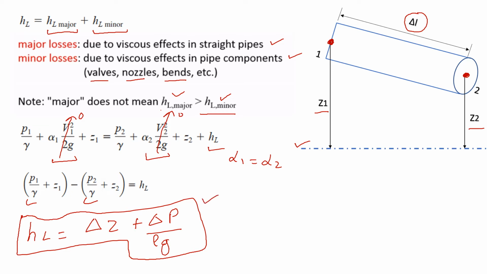We will come back to this equation a bit later, after applying the momentum equation to this scenario. Then we will substitute this term inside the momentum equation to get our term for the major head losses. So let's do that.